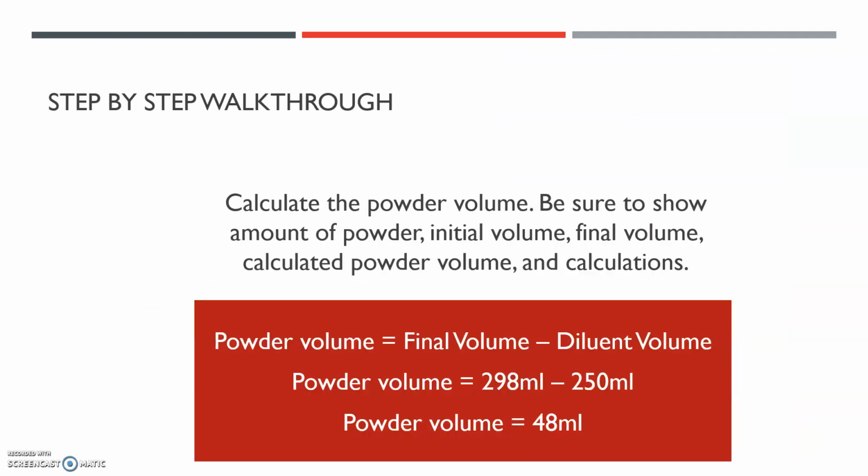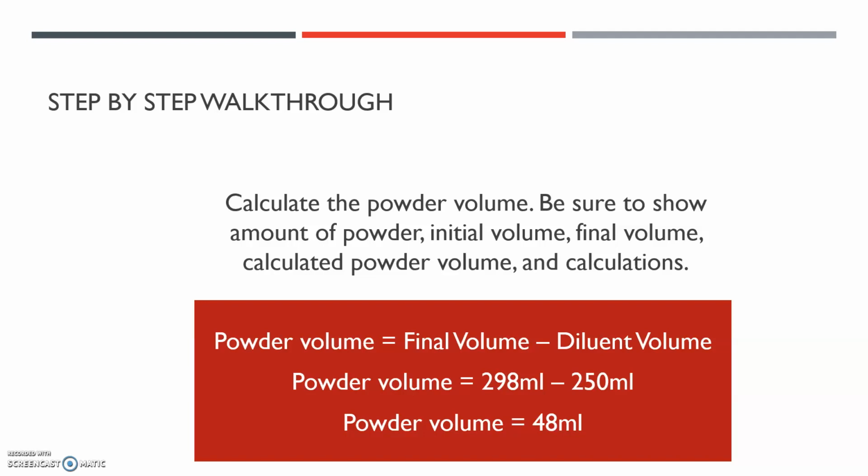Our last step is to calculate the powder volume. Powder volume, if you can remember from the calculations, is measured by subtracting the diluent volume from the final volume. On previous slides, we measured a 298 mL final volume and 250 mLs of water, which is our diluent.